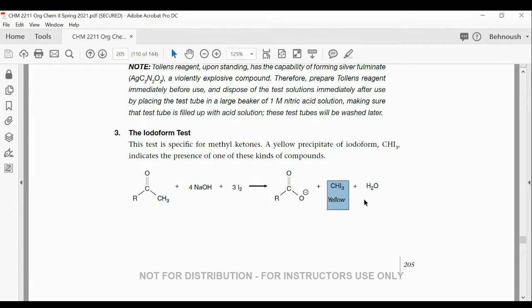Iodoform, like chloroform, which is CHCl3, is CHI3. When the iodoform precipitate forms, it confirms that your ketone was actually a methyl ketone, which makes you a step closer to identifying your unknown, what type of compound you have. So we're just gathering information to see what the actual compound is.